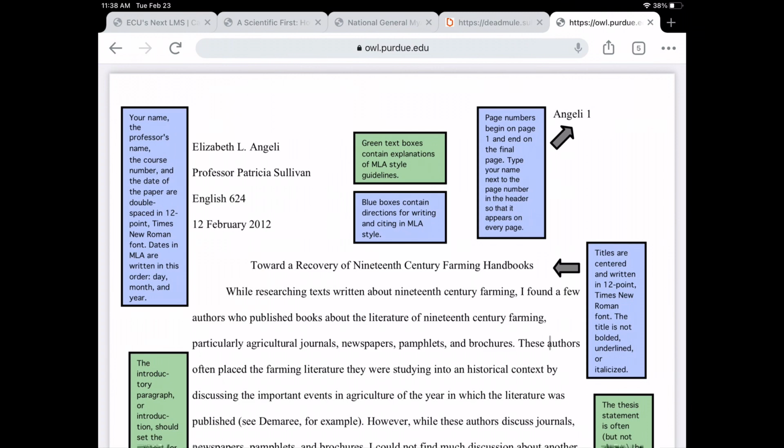Now in the header, you're going to go up into the header. You're going to double click into the header, and on the right hand side of the header, for those of y'all who need it, just figure out which one is not the L, and that's the other side. On the right hand side, you're going to enter your last name and your page number. There's a function, there's a way to do it, to enter the page number and then your name.